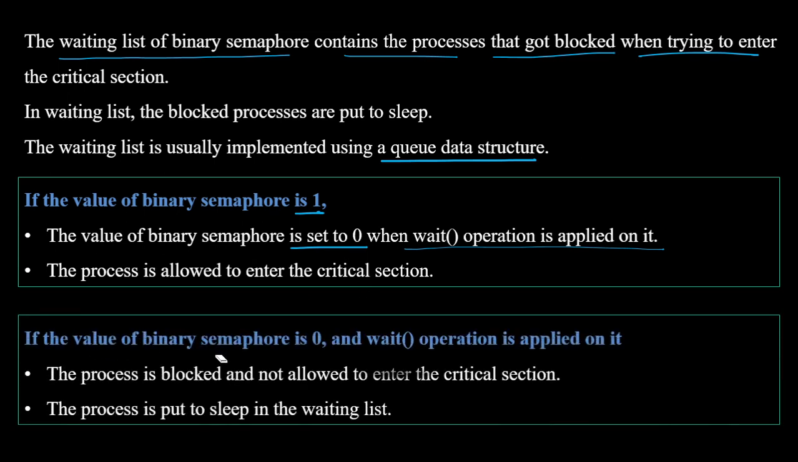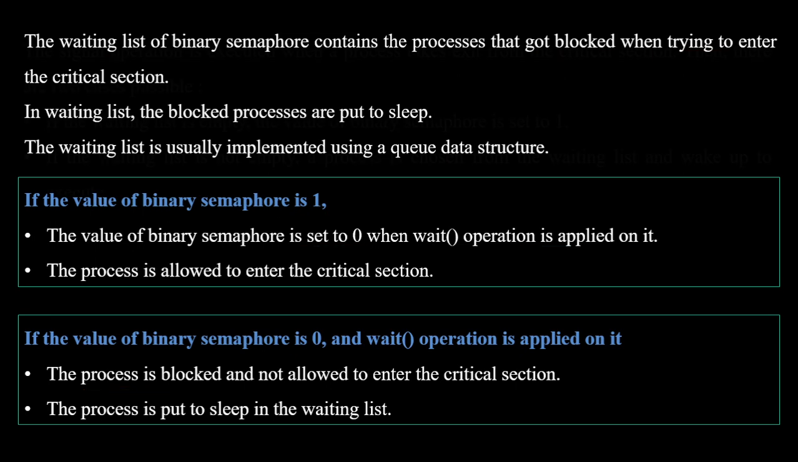But if the value of the binary semaphore is 0 and then the wait operation is applied on it, the process is blocked. Okay, and it is not allowed to enter the critical section. The process is put to sleep in the waiting list. So you have to keep this in mind. If the binary semaphore's value is 0 and you apply the wait operation, the process will not enter the critical section. The process will be sent to the waiting list.